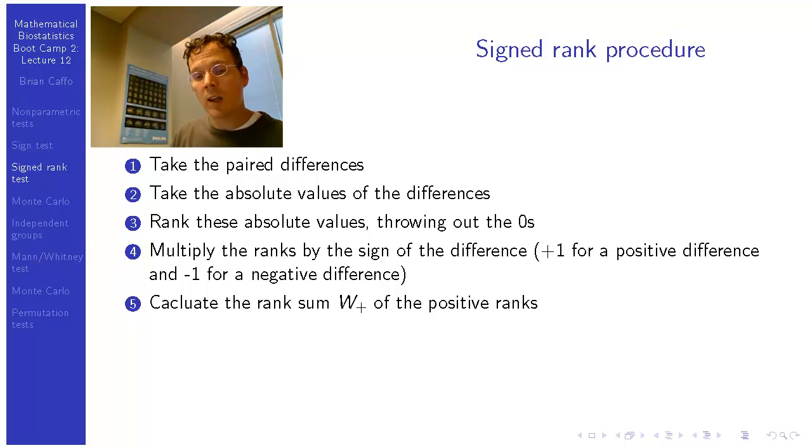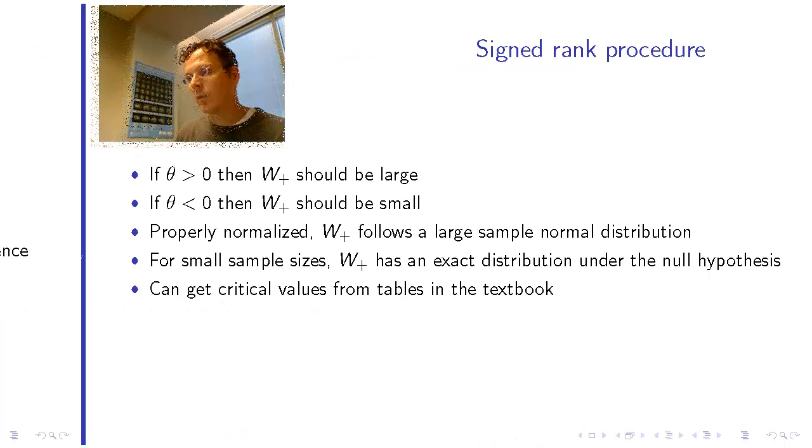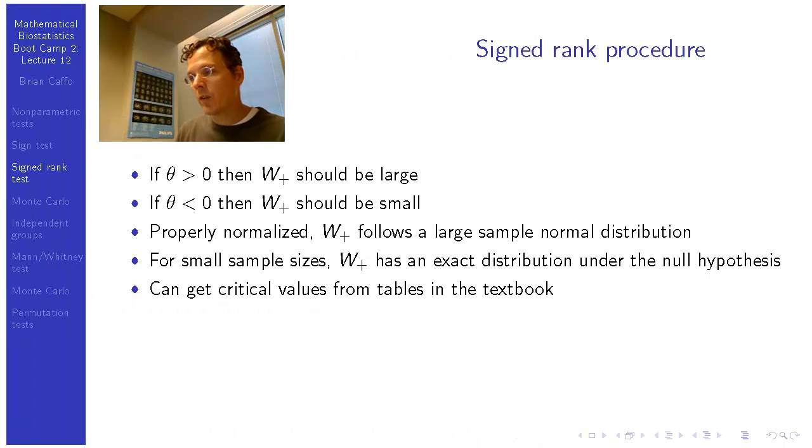versus the sign test by itself, where if roughly equal numbers were above and below 0, then you could get a statistic that looked a lot like it was from the null. So just to reiterate this point, if the median is large, then W plus should be large. If the median is small, then W plus should be small.